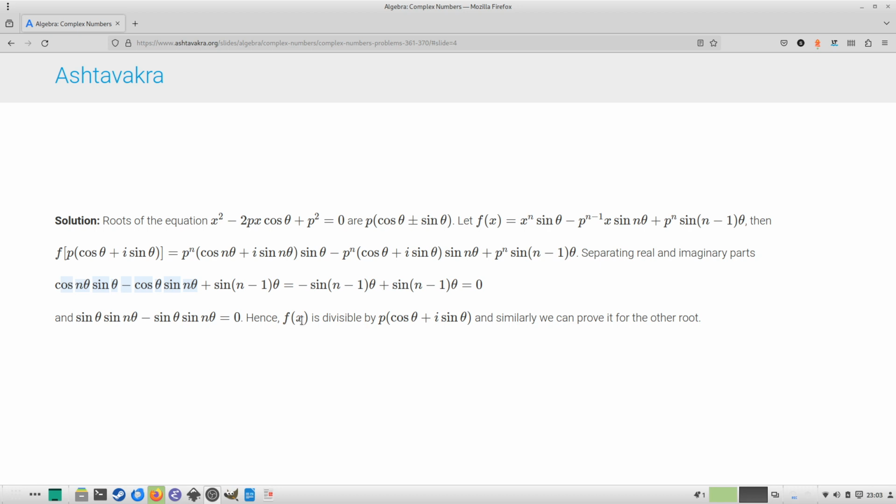So our f(x) becomes divisible by p(cos theta + i sin theta). And similarly, you can prove it for x = p(cos theta - i sin theta), and thus we have our desired result.